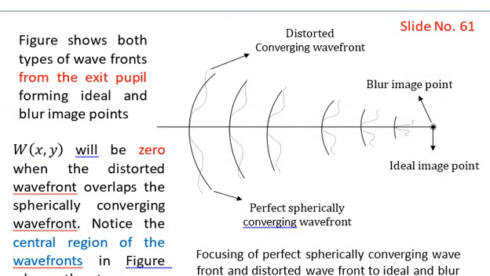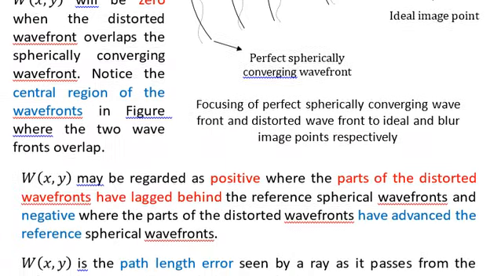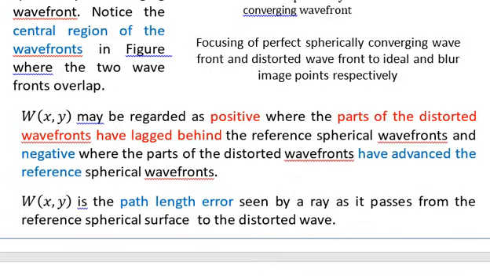So you see that if the distorted wavefront is exactly overlapping the perfect spherical converging wavefront, then you know that this capital W will be equal to 0, and the blur image and the ideal image will be the same in both cases because there is no distorted wavefront now. W of xy may be regarded as positive where the parts of the distorted wavefronts have lagged behind the reference spherical wavefronts, and negative where the parts of the distorted wavefronts have advanced the reference spherical wavefronts.